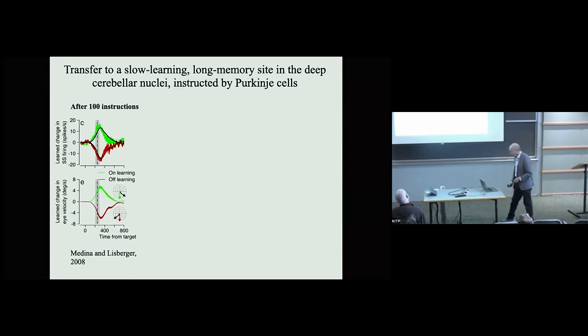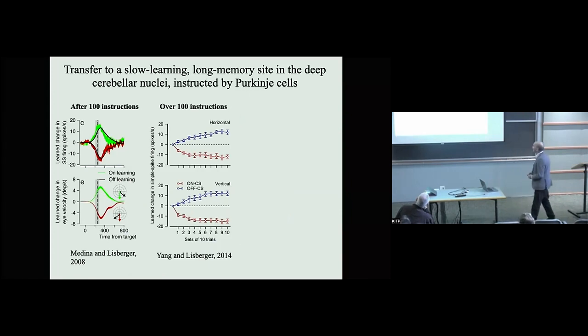Transfer to a slow learning, long memory site in the deep cerebellar nuclei instructed by Purkinje cells. So you've seen this. This is where we are after 100 instructions. So for on direction and off direction learning, and here's the eye movement, and here's the simple spike firing. That's a static amount of learning that we've gotten after 100 trials. Here's how we get there. So these are averages of learned changes in simple spike firing as a function of sets of 10 trials over the first 100 trials.